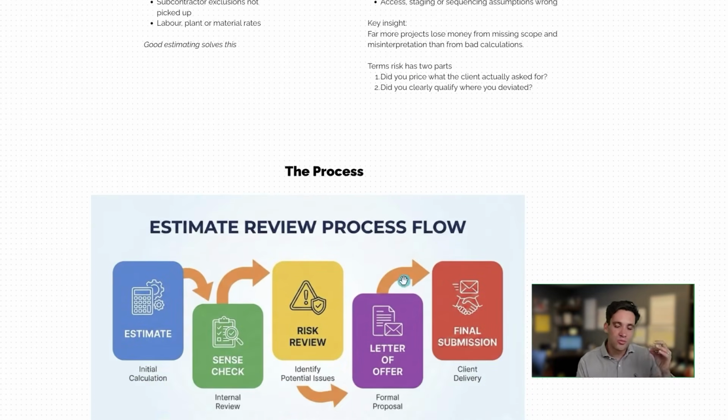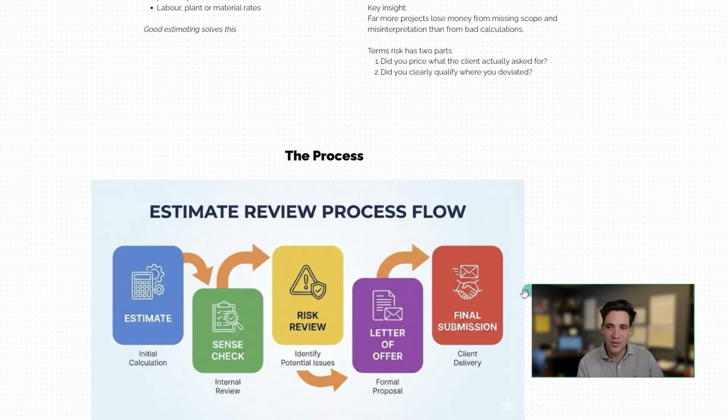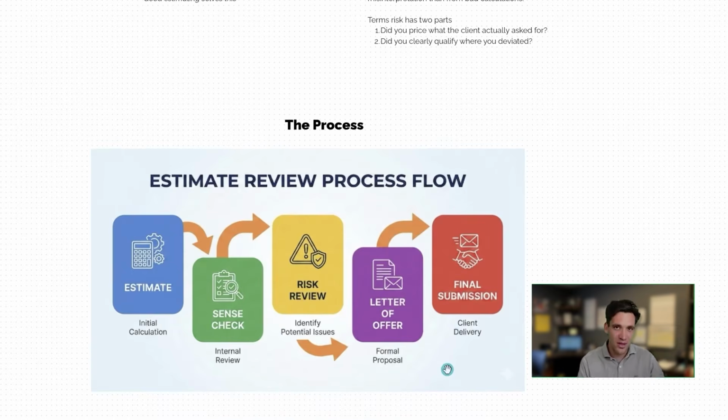So if we talk broadly about the estimating review process and how I like to do it. So you start with your estimate, you do a sanity check, you do a risk review, you prepare a letter of offer or a tender submission, and then you submit it to the client. The estimating process, the risk review, the sense check, it's all about calculation errors. The letter of offer is how you cover yourself commercially.